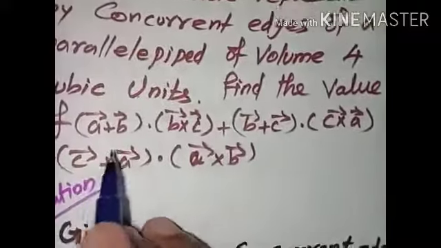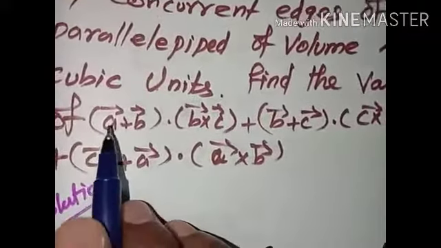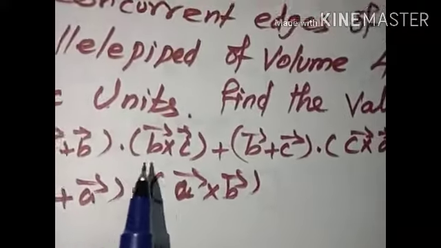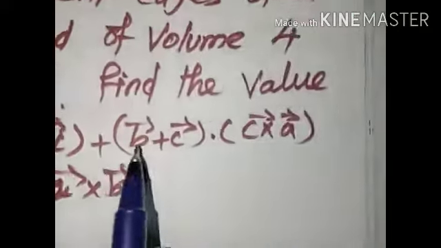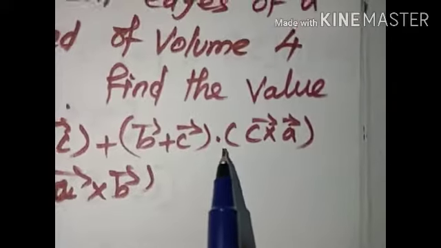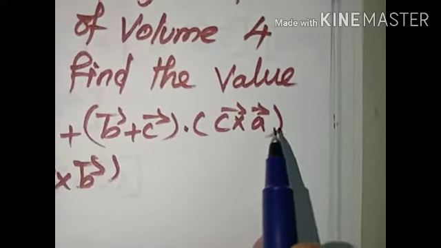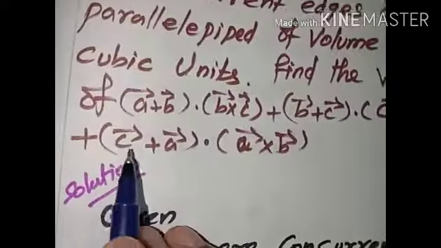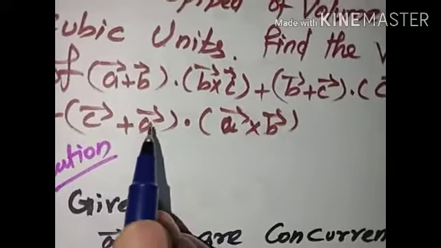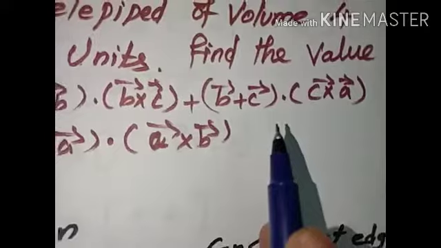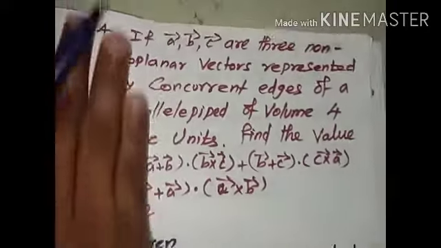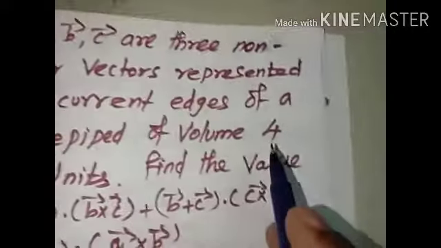Find the value of (a + b) dot (b cross c) + (b + c) dot (c cross a) + (c + a) dot (a cross b). Okay, so now there is a parallelepiped of volume 4.